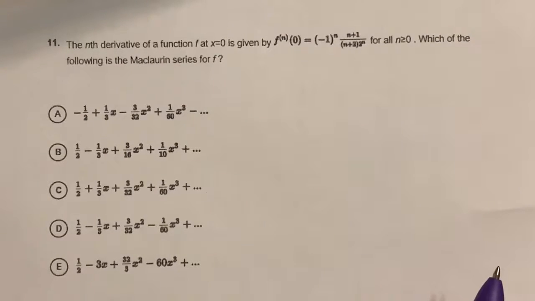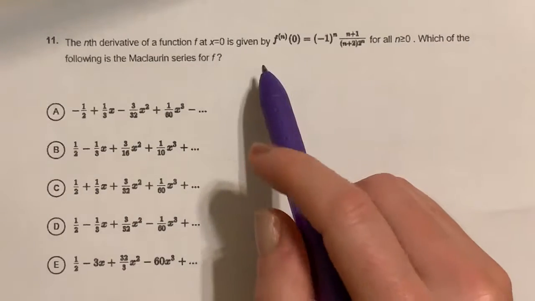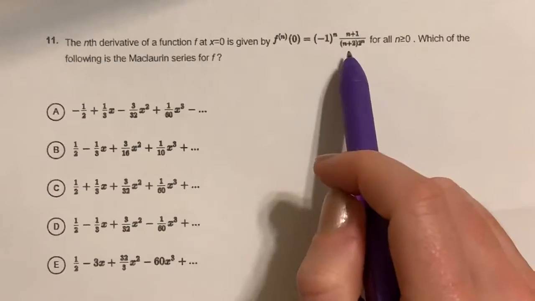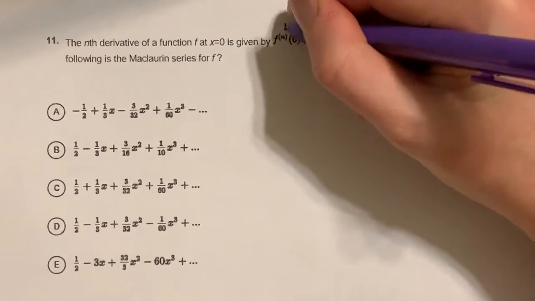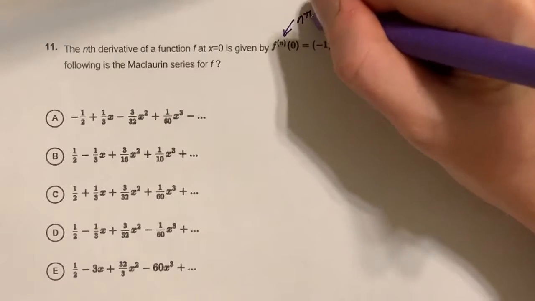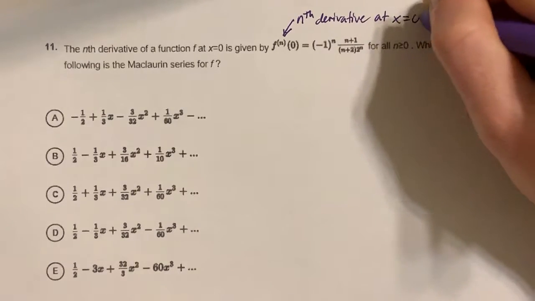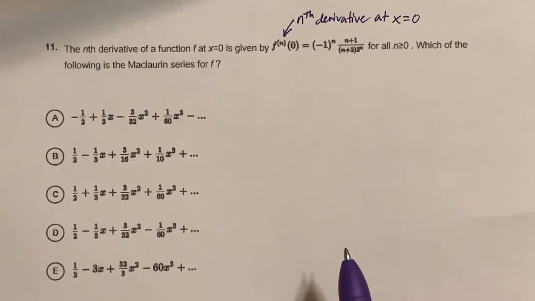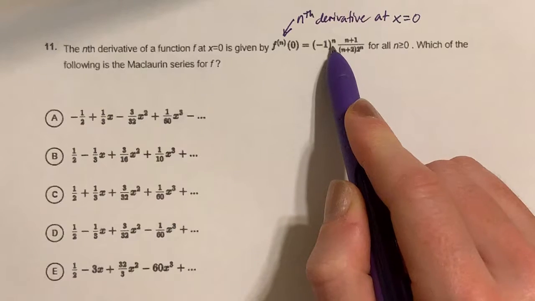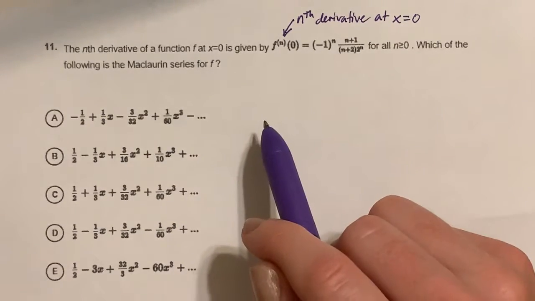Here's an example of writing a Taylor series or Maclaurin series when you're given not the actual derivatives, but a formula for the derivatives. This here, f parentheses n of 0, that means the nth derivative at x equals 0. So this is a formula for all the derivatives based on whatever term you're at. If you're at the first derivative, you would put n equals 1. If you want the second derivative, you'd put n equals 2, and so on.